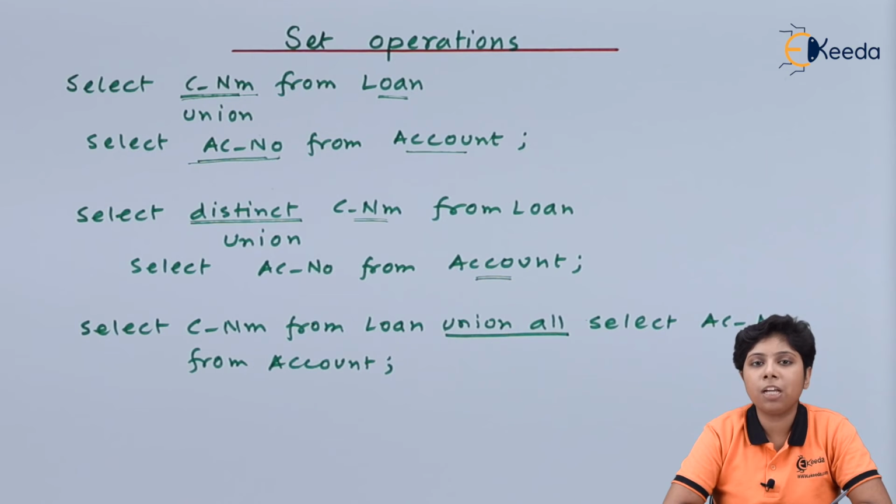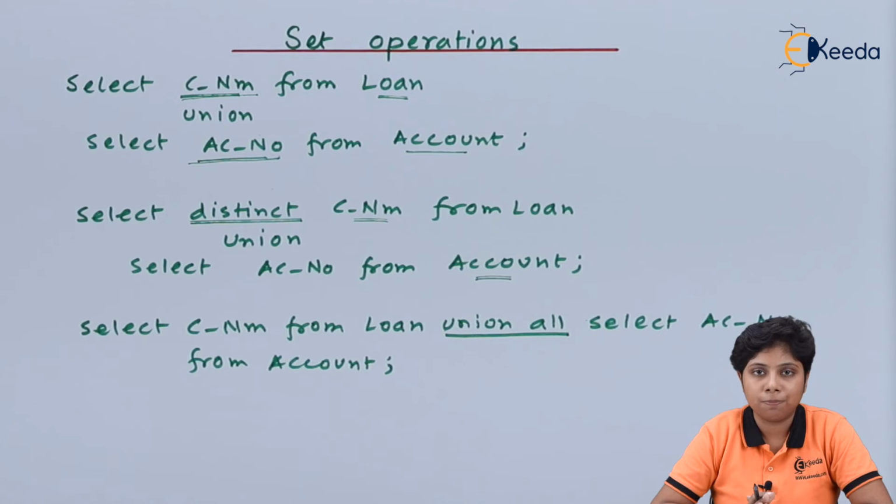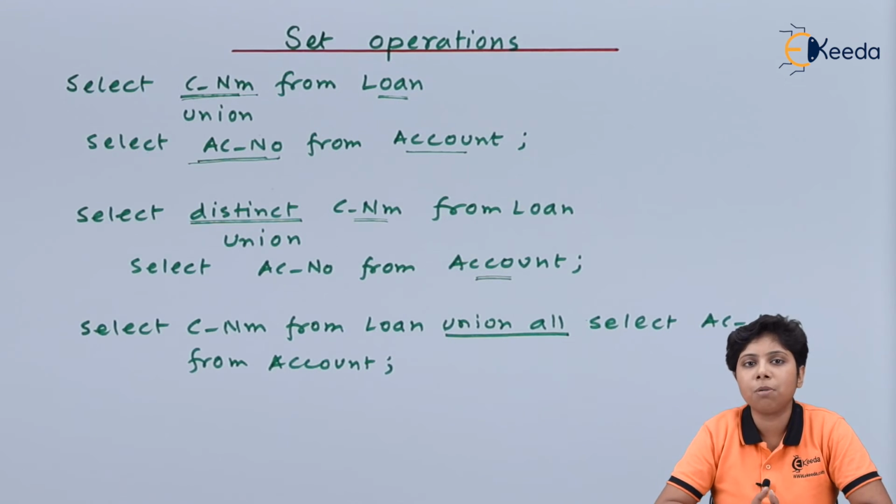Otherwise, there would be an error from SQL that the data type has not matched. So we can match the customer name with a borrower name or a depositor name, and so on. But we cannot intersect the customer name with an account number, because there is nothing in common between a customer name and an account number. So let us see how to use the intersect operation.